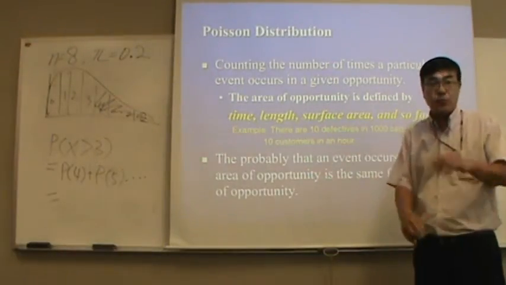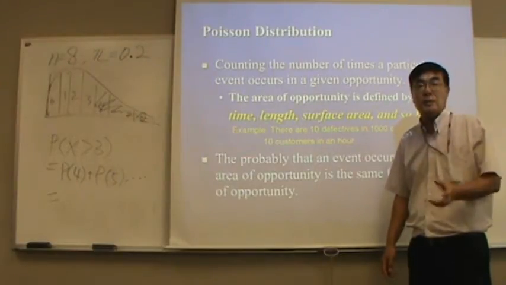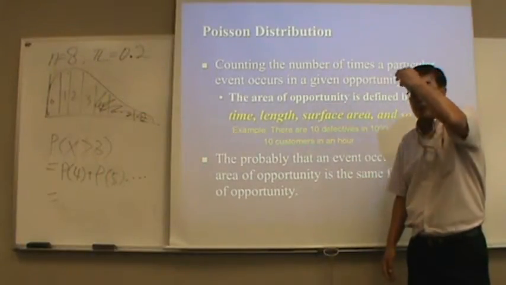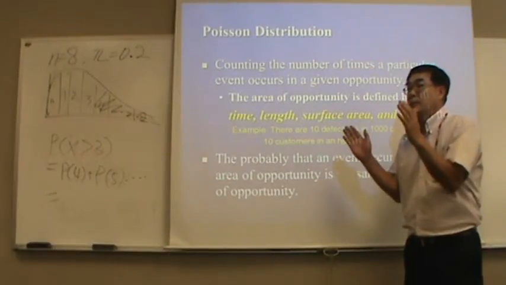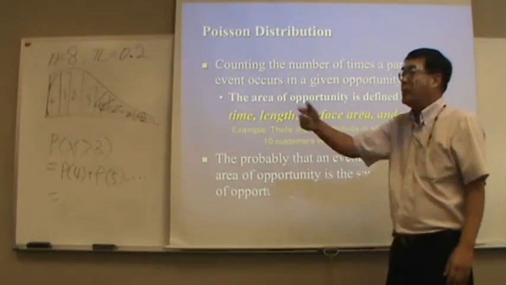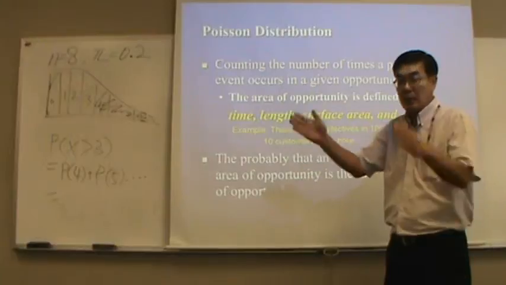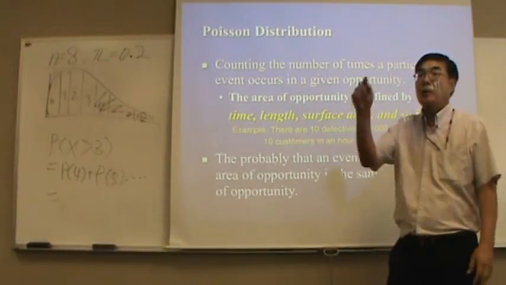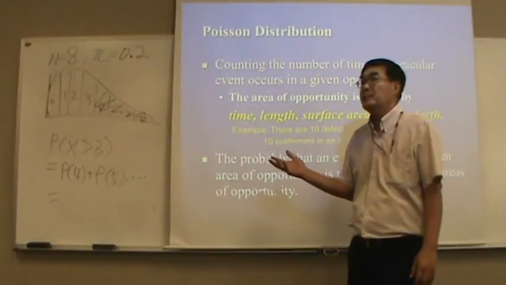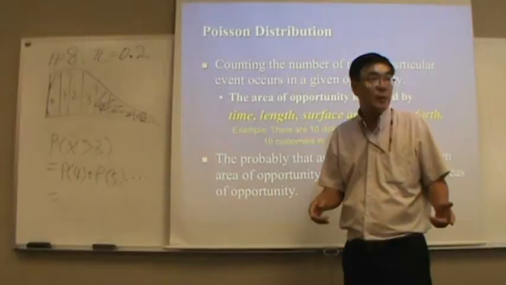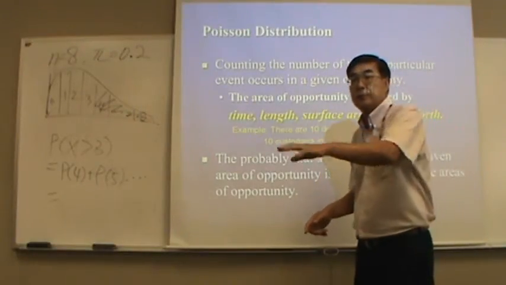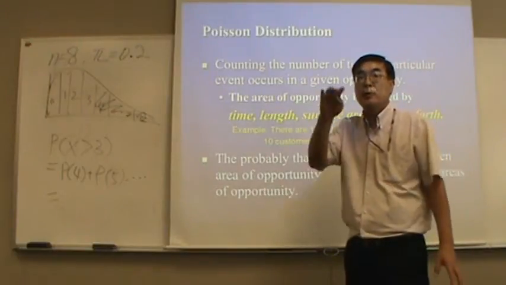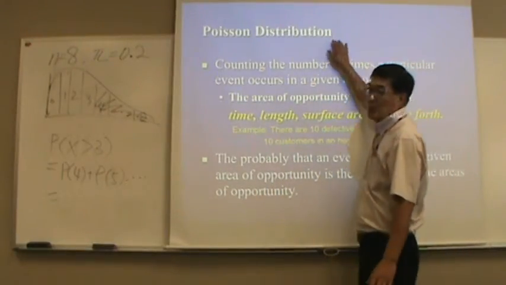In this classroom, how many students are in this classroom? Counting 10 students here, 10 students here. And in the first 10 minutes, how many students come into this class? In a certain time period, area, or surface, how many? Another example, how many tables are here? Count numbers, so discrete, in a certain area or surface. That is Poisson distribution.